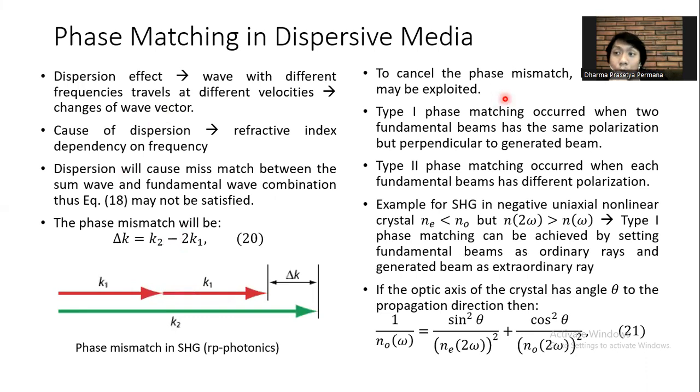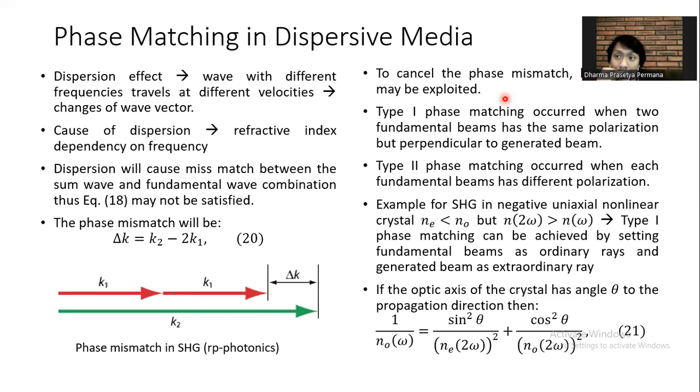One of the ways to cancel the phase mismatch is using the birefringence of the material. Birefringence means that the refractive index of the material depends not only on the material, but also on the direction in which we input light. So it's the refractive index dependence on the optical axis, or direction of where we input light. That's what we call birefringence.